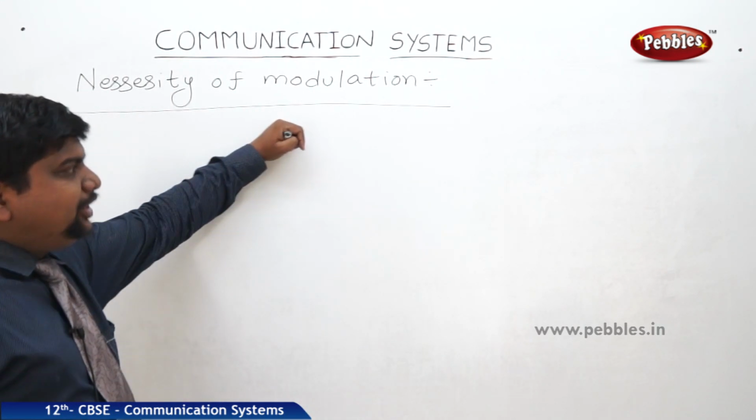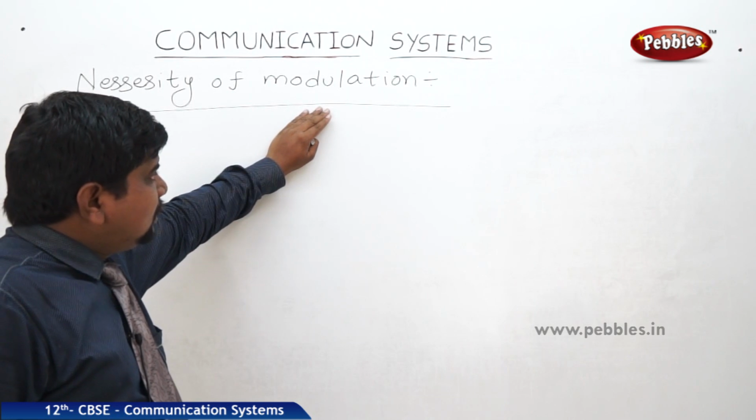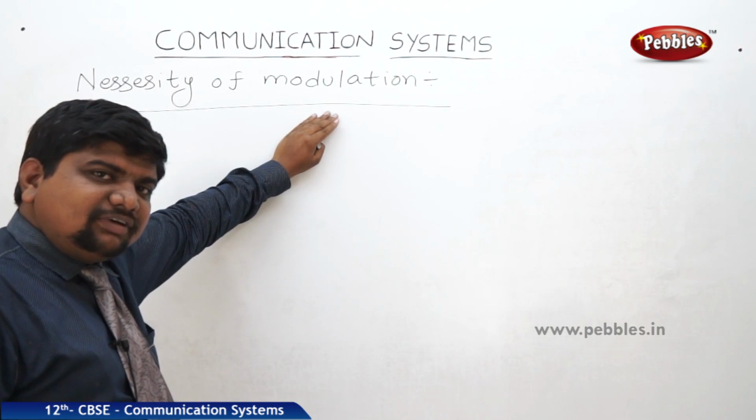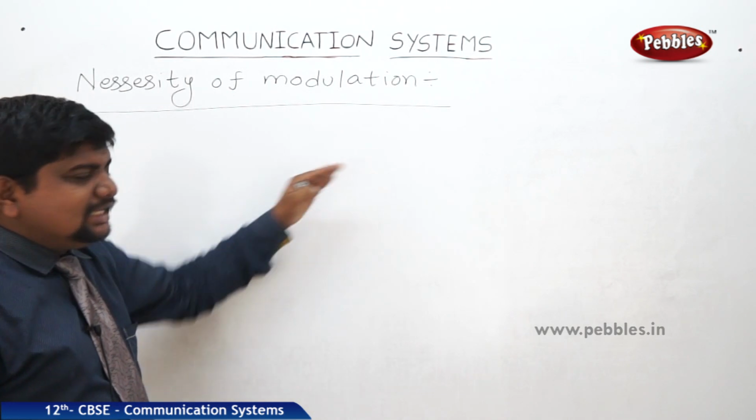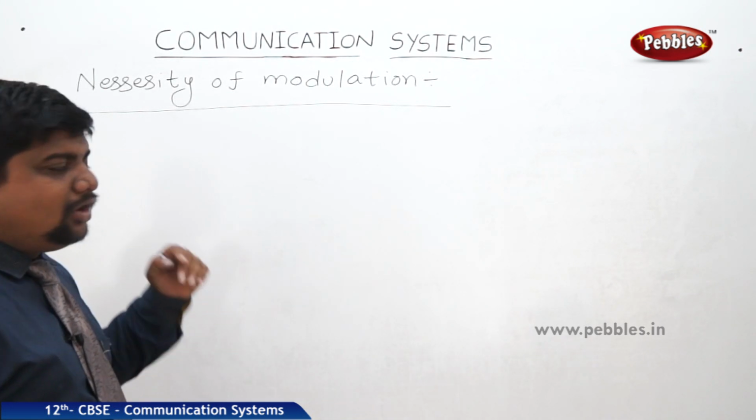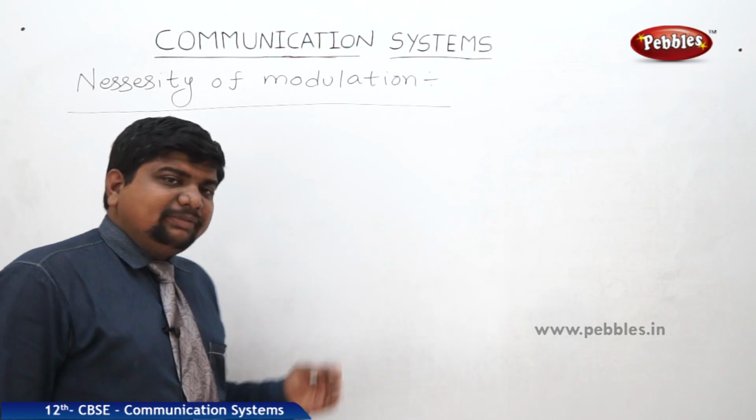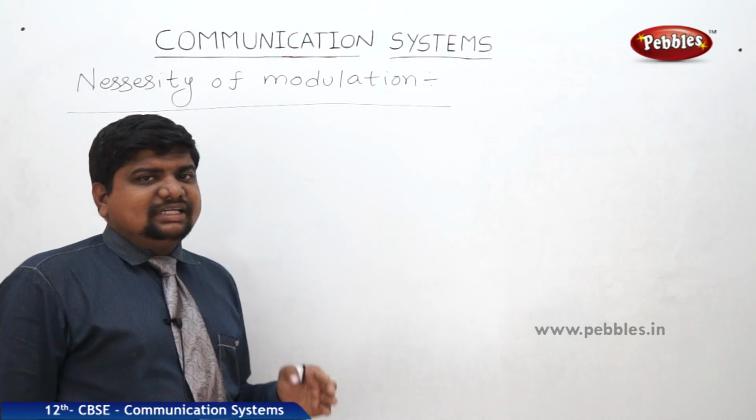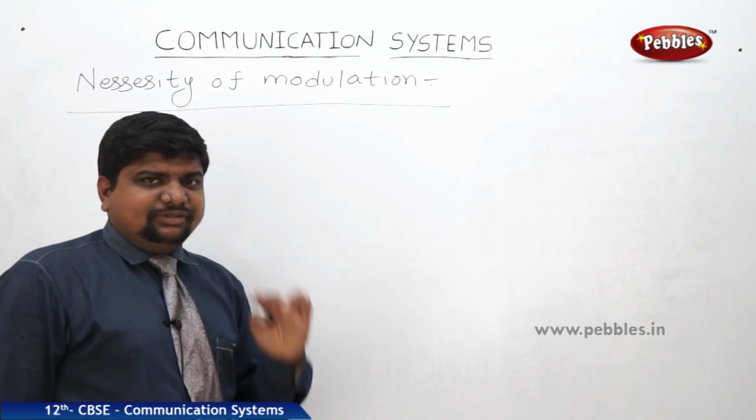What is the meaning of modulation? The compensation for the attenuation. Compensation means in attenuation the loss of strength is there. So that's why modulation should be there. These modulations will be amplitude modulation, frequency modulation, and phase modulation is also there.